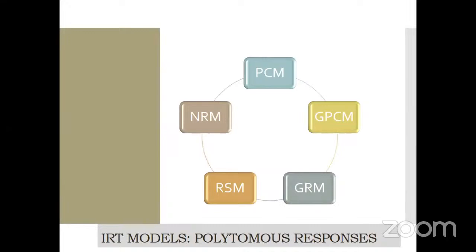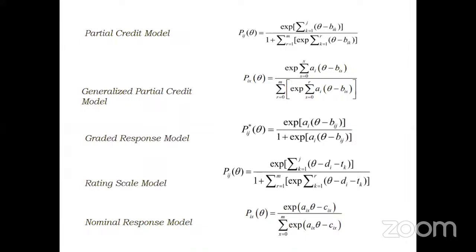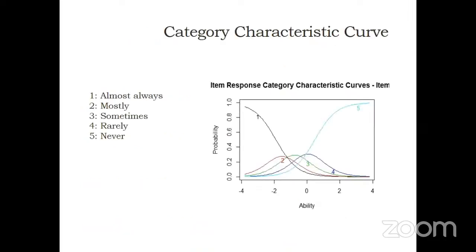Quickly, I'll just discuss the polytomous response IRT models. We have these 5 models. We start with the partial credit model, which is the polytomous equivalent of the Rasch model. The partial credit model, or PCM, is an extension of the Rasch model or the 1PL model. Here, instead of the item characteristic curve, we get the category characteristic curve. So instead of one single curve, you get 5 curves if you have 5 options.